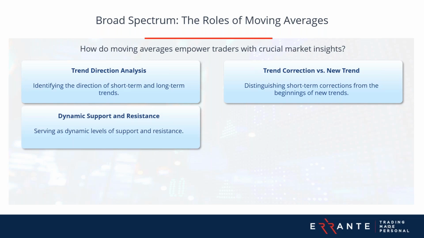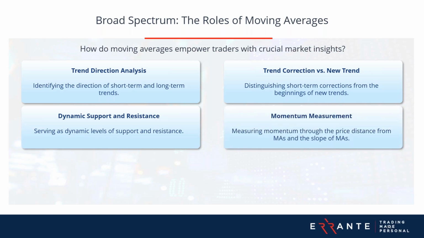Unlike static levels or price levels, these dynamic boundaries adjust with the market, providing real-time insights into potential reversal points or breakout opportunities. Momentum measurement is another essential role of MAs. By analyzing the distance of price from MAs and the slope of MAs, traders can gauge the strength of the trend, allowing for more informed decisions regarding entry and exit points.